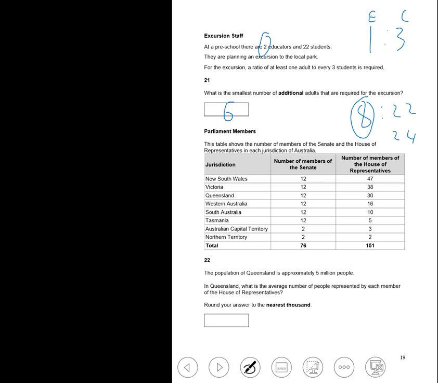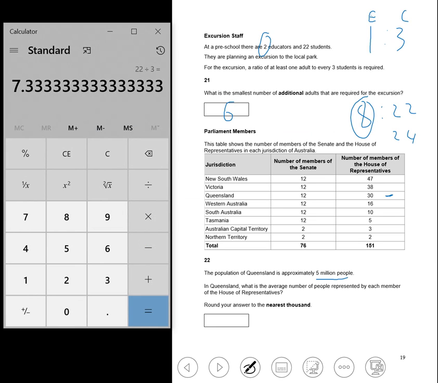Now, if we look at the next question, a bit of an interesting question this one. The table shows all sorts of different information, but we need to actually ignore a lot of it. Population of Queensland is 5 million people. What is the average number of people represented by each member of the House of Representatives? Well, here's the House of Representatives for Queensland, so that's all we've got to look at. So 30 representatives, 5 million people, so just 5 million divided by 30.